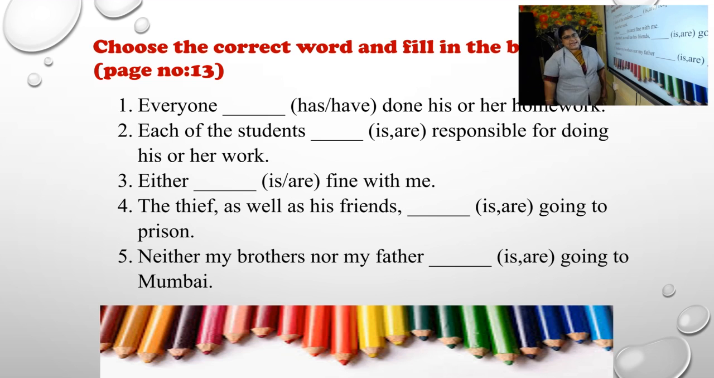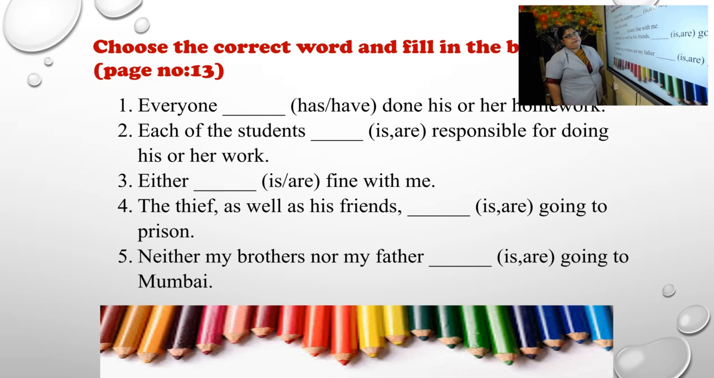Now we are moving to a textbook exercise. Open your textbook, take page number 13, choose the correct word and fill in the blanks. Take your pencil and write it down in your textbook. Later you can copy it down in your notebook.